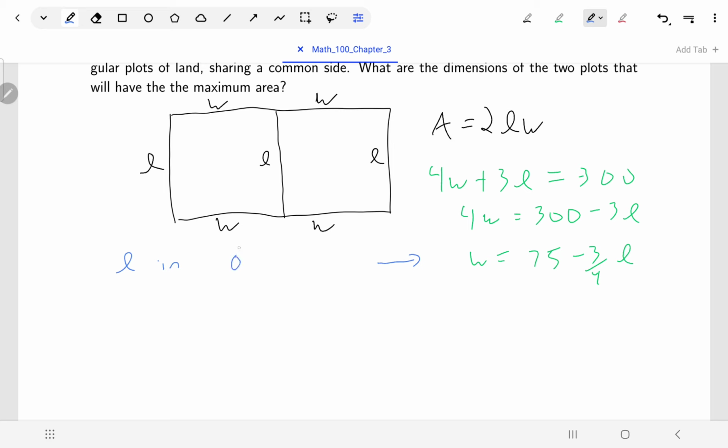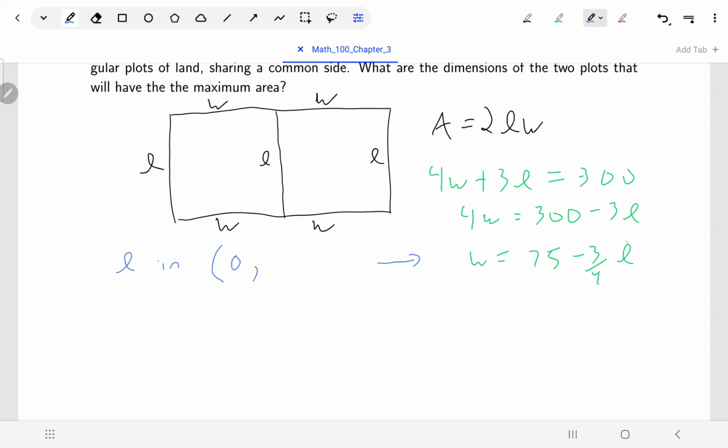And in fact, I would say the length couldn't be 0 either, because if it was, you wouldn't really have rectangles anymore. You would just have a bunch of widths, and that would be that. So I would say that the length needs to be larger than 0, but I can also find out what the maximum value for my length is here.